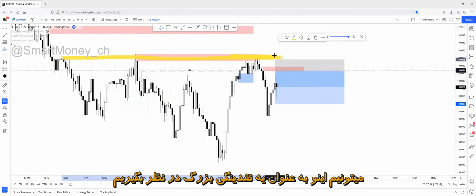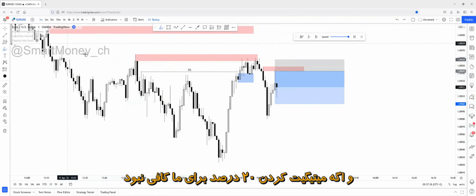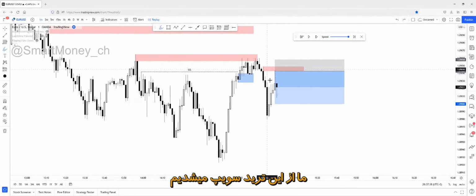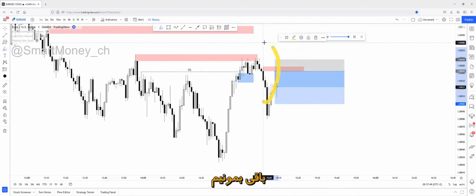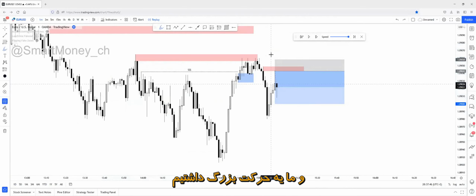This could be considered a high liquidity line. If the 20% mitigation wasn't enough for us, then we'll be swept out of this trade. But if it was enough, then we'll still be in this trade, and we'll have a runner.